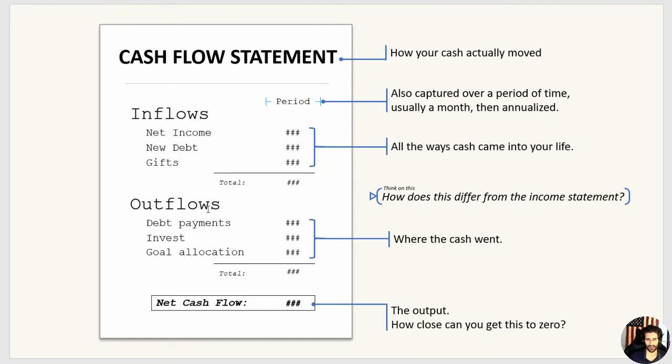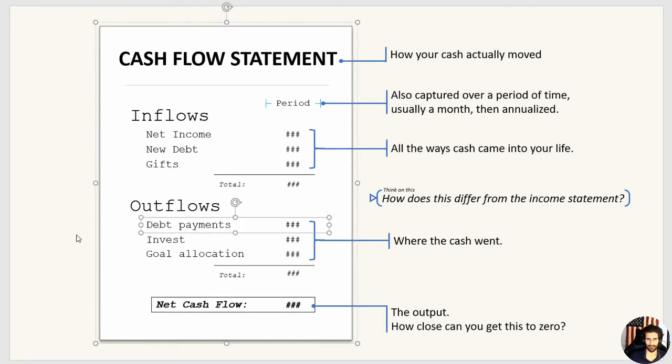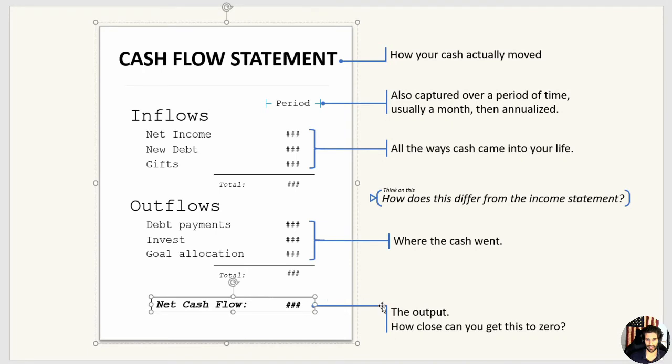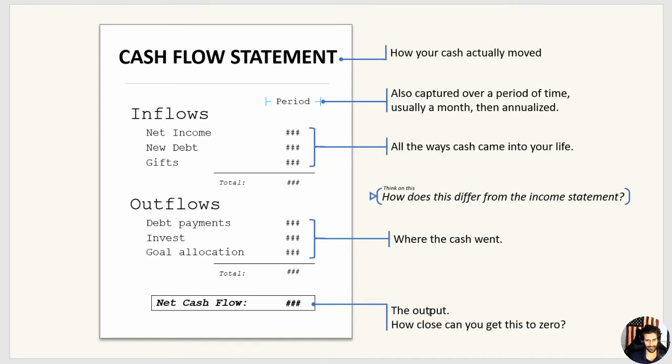Okay. So typically outflows are going to be things like, how much did you pay down to your debt? Did you invest that money? Goal allocation, whatever. I mean, it's where the cash went. The output of the statement is the net cash flow. And ideally, you want to get this as close as you can to zero. Or if you have an excess of cash that you want to deploy into investing or goals or paying off debt, then it should be negative. If it's positive, that means you have cash that's not being allocated to something. And the cash is essentially like in limbo.